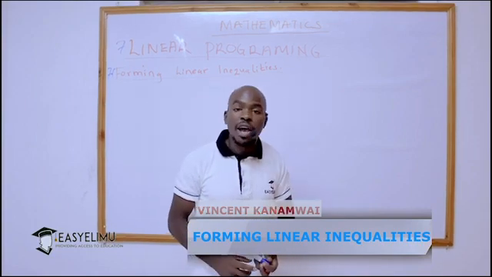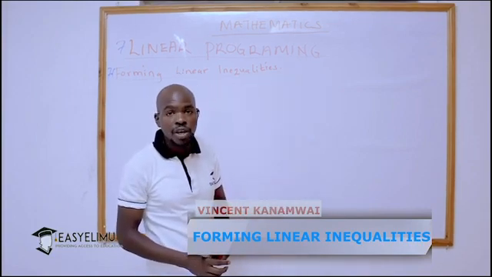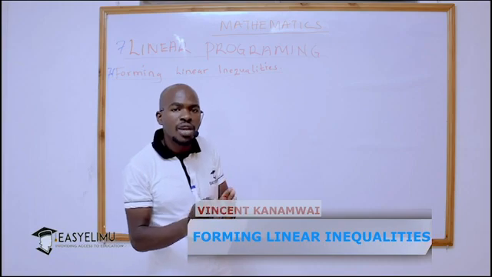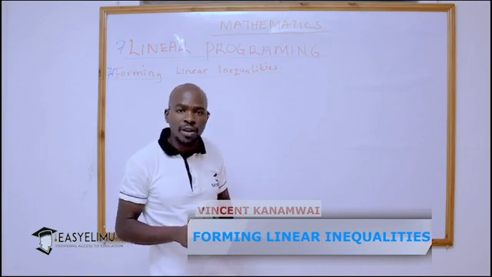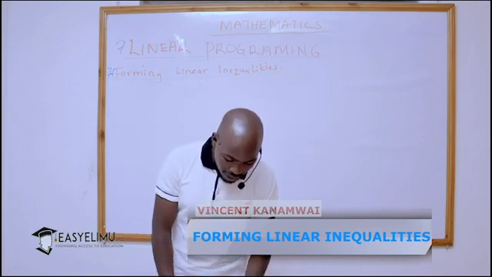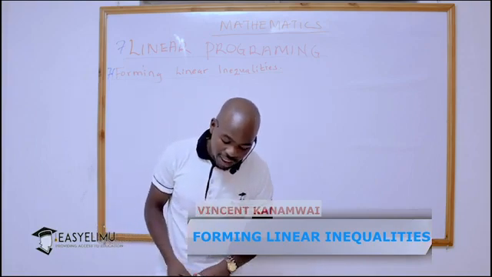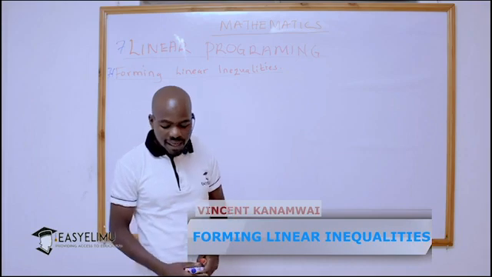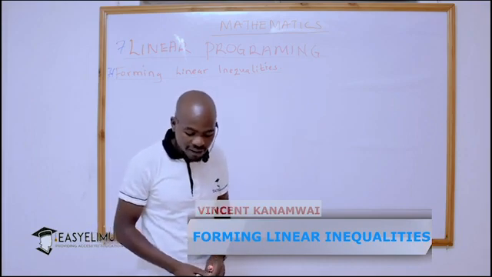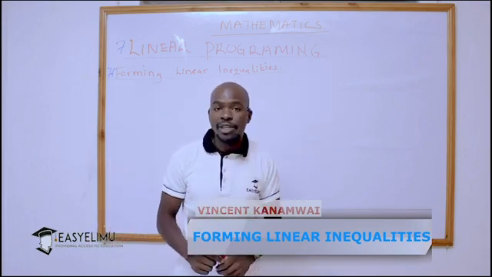So we may start with our first example. Here we are only dealing with forming linear inequalities, not solving. In our first example we have been told that the perimeter of a rectangle whose length is x centimeter and width y centimeter is not more than 10 centimeter.